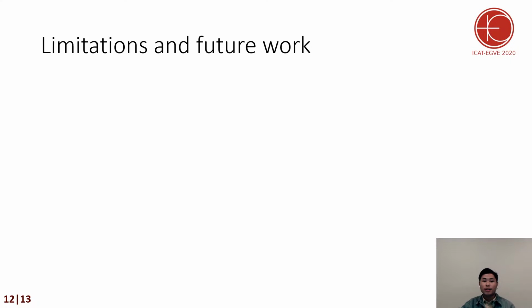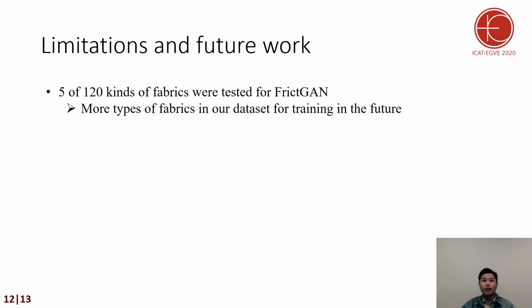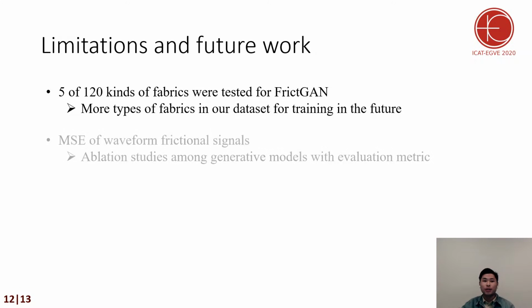We also identified some limitations that could be improved in future work. Firstly, we only tested 5 of 120 kinds of fabrics for our model, so we will include more types of fabrics in our database for training in the future. In addition, for our evaluation, we only calculated MSE values of frictional signals, which could not fully support acceptable results from the FrictGAN model. So we intend to conduct ablation studies among different generative models by evaluating some parameters such as geometry score or FID score.